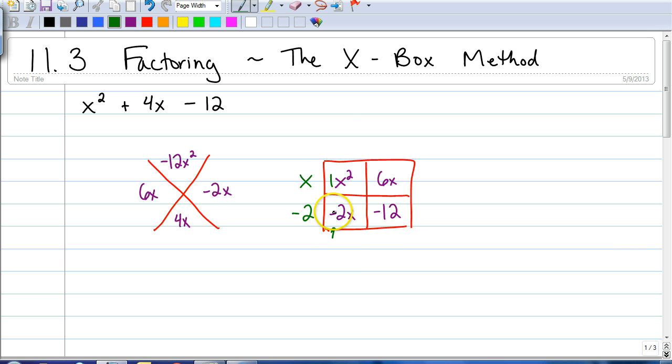Now let's look at this column. In this column, we have an x squared and a negative 2x, so we're going to take out an x. In the next column, we would take out a positive 6.